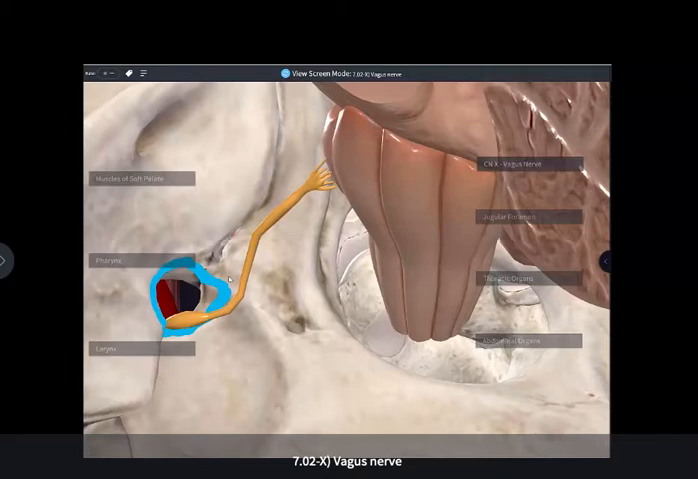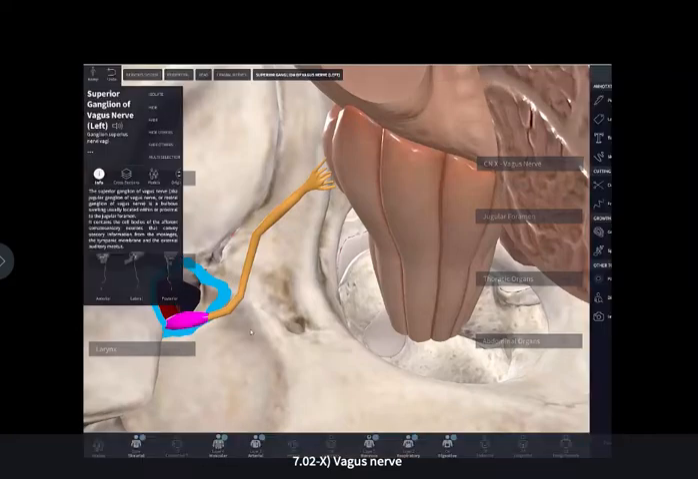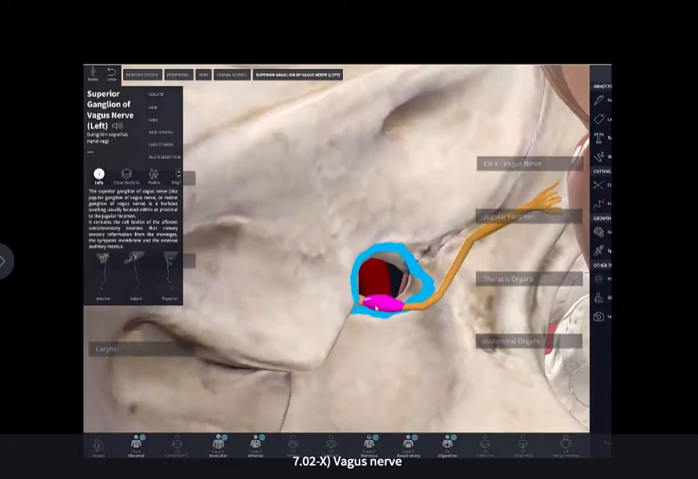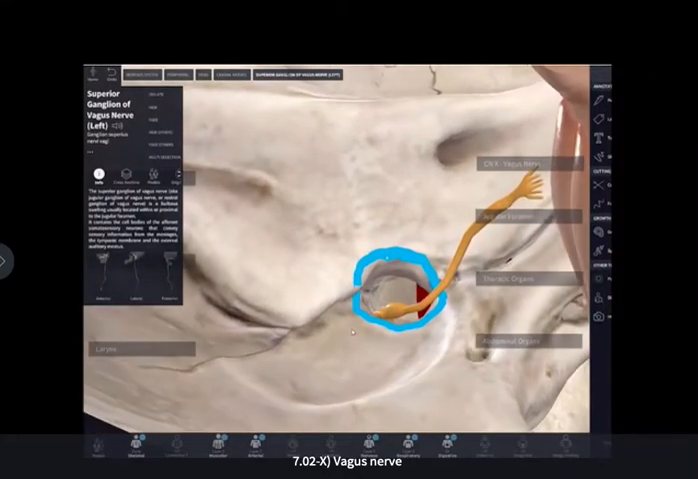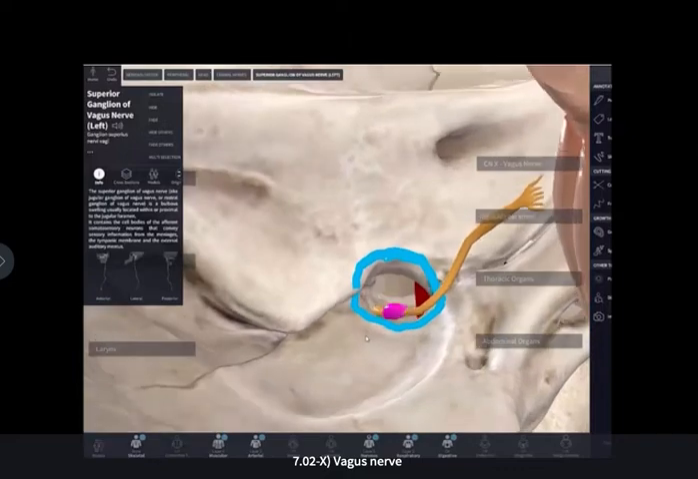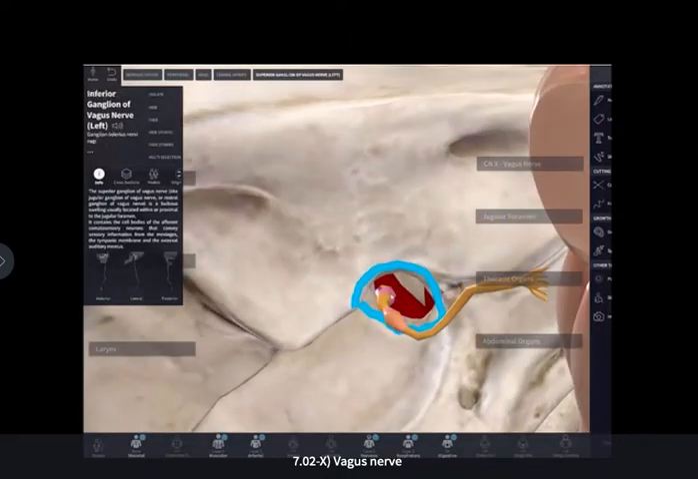So what was formerly called the cranial root of the accessory nerve is now actually part of the vagus nerve. The vagus nerve also has a superior ganglion right there, which is obviously sitting in the jugular foramen, and mainly it's concerned with the sensory component of the nerve. We can look right through here, all the way through the jugular foramen. Below the foramen is the inferior ganglion.